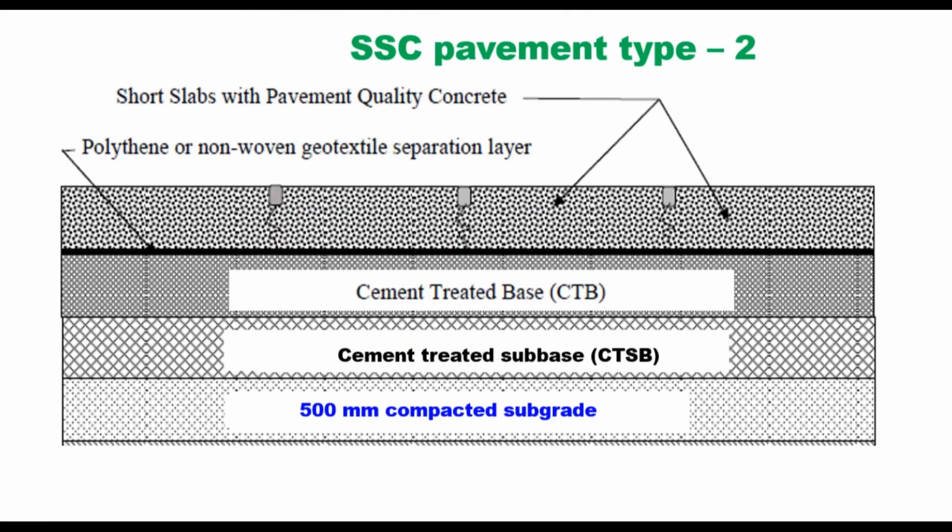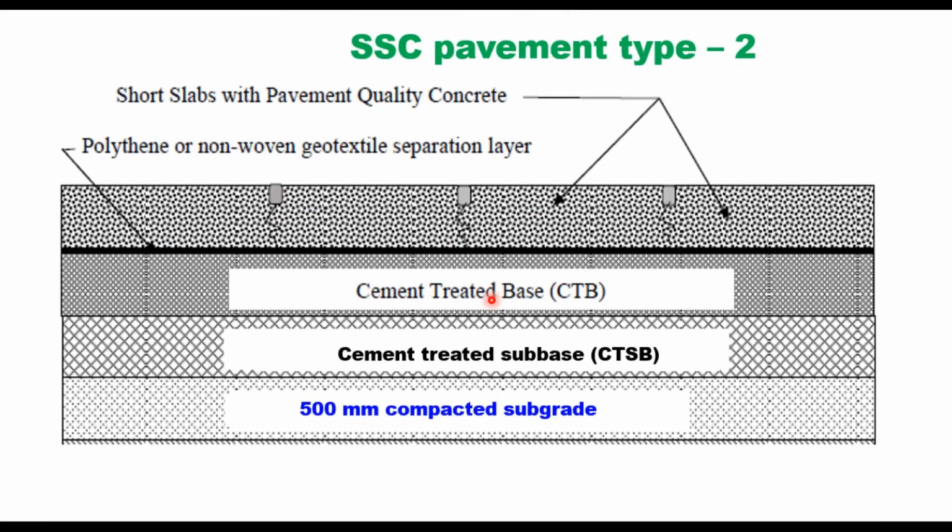The second type is a short slab with pavement quality concrete laid over cement treated base, which is laid over cement treated subbase and a foundation layer of 500 mm compacted subgrade. Here also we provide a polythene or non-woven geotextile separation layer between the slab and cement treated base.